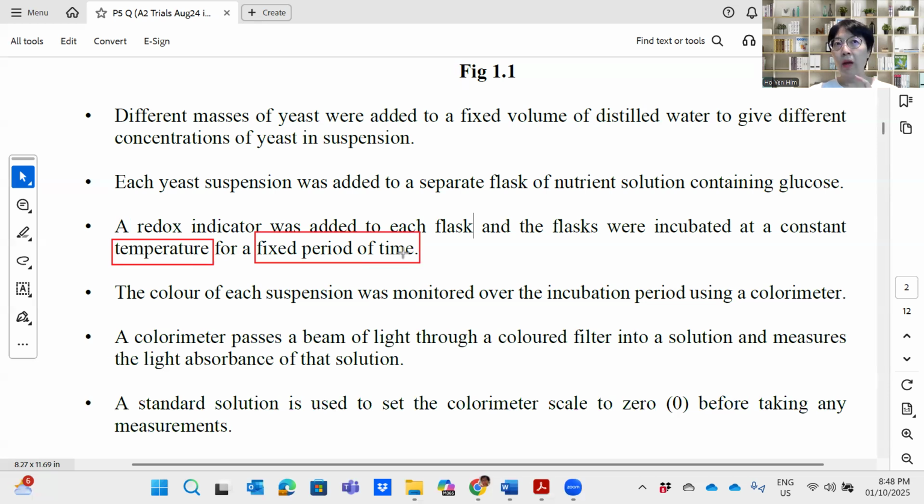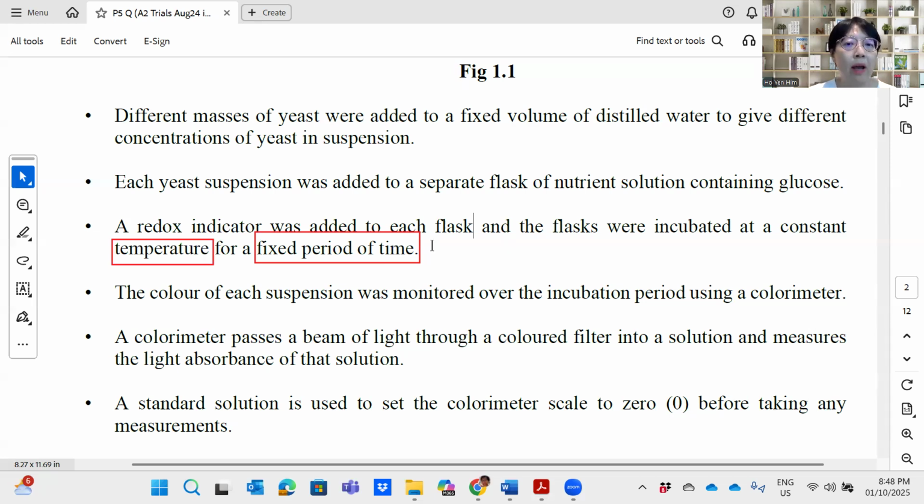So this is where some students make a mistake in answering the question. I'm putting the yeast together with the glucose, at a constant temperature for a period of time. So maybe it's a 10 minutes period. It's not at regular time intervals.